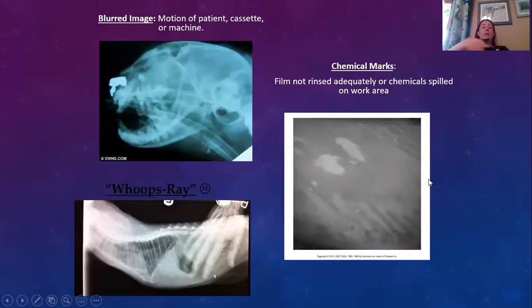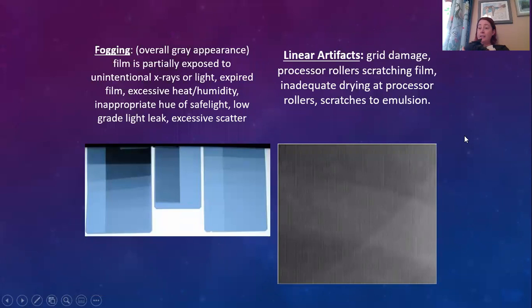Other things that we can run into, chemical marks. Maybe we set down the film in part of the chemicals that were on our counter or in our workspace, and that can affect our film, unfortunately, too. We have our whoops ray as well. So, you know, we take an image and someone happens to be touching the animal, then their hand gets exposed, which is, of course, not good. And then the top one there, we could have a blurred image from an animal that moves around too much.